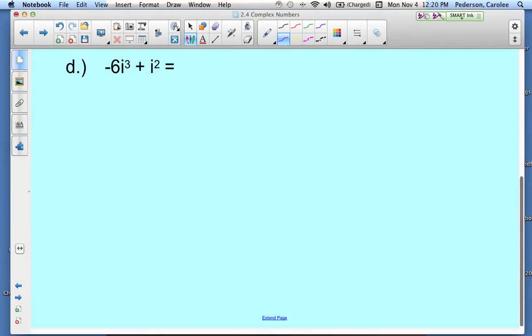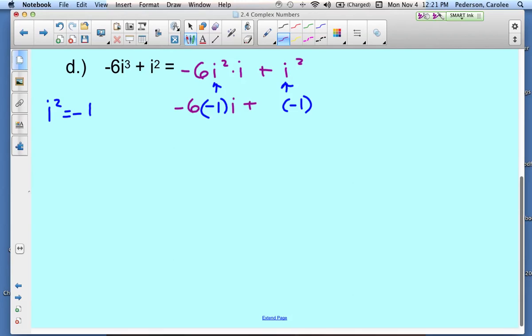Last example, -6i cubed. That's the same thing as i squared and i multiplied together, plus i squared. Remember, i squared can be replaced with -1. So I'm going to replace this with -1, and I'm going to replace this with -1. And then I still have -6 and i. Now, -6 times -1 is +6i, plus -1. Put it in standard form, so the real part first, then the imaginary. So we're flip-flopping those terms.